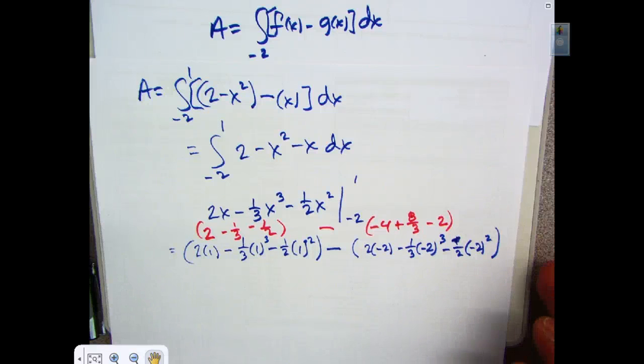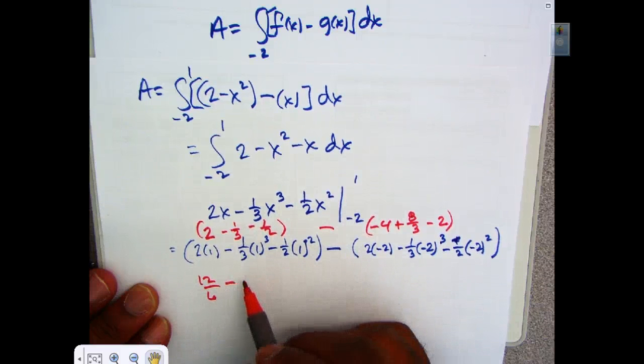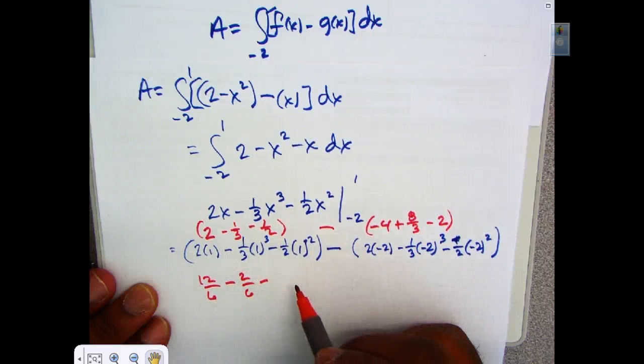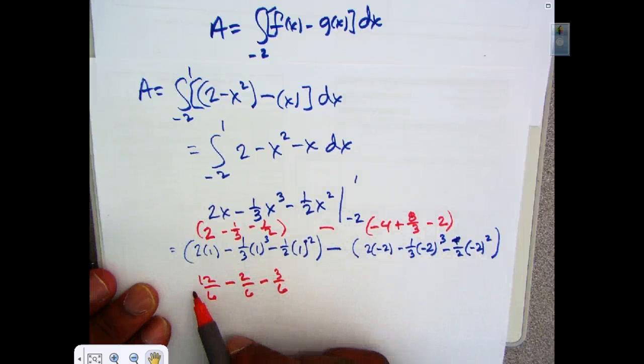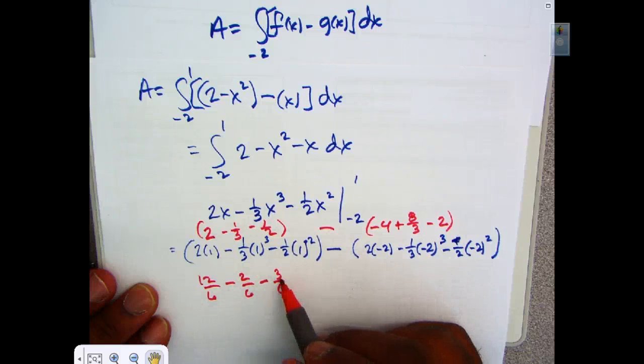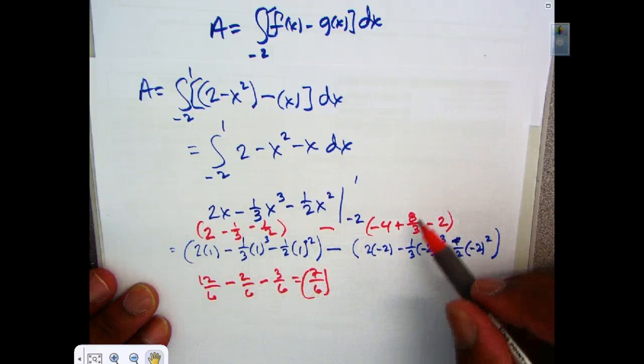So I don't know. Now what? 2 minus 1/3 minus 1/2. Do we get a common denominator? 6? So 12 over 6 minus 2 over 6 minus 3 over 6. So 12, take away 2 is 10, take away 3 is 7 over 6. All right, I got that part right. So 7 over 6.